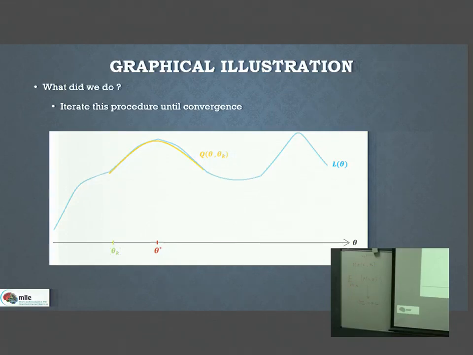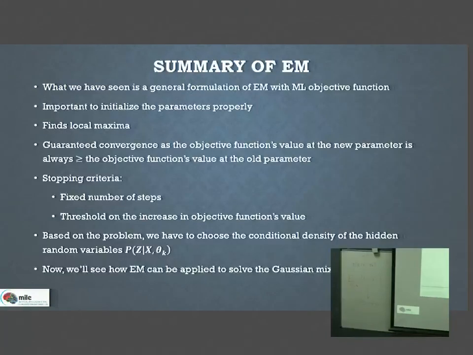Oftentimes, if it's not initialized properly, it will get stuck in a poor maxima. There are some techniques like annealing, random initialization, repeated random initialization, and then model averaging. So you can use those techniques to get to a better maxima.